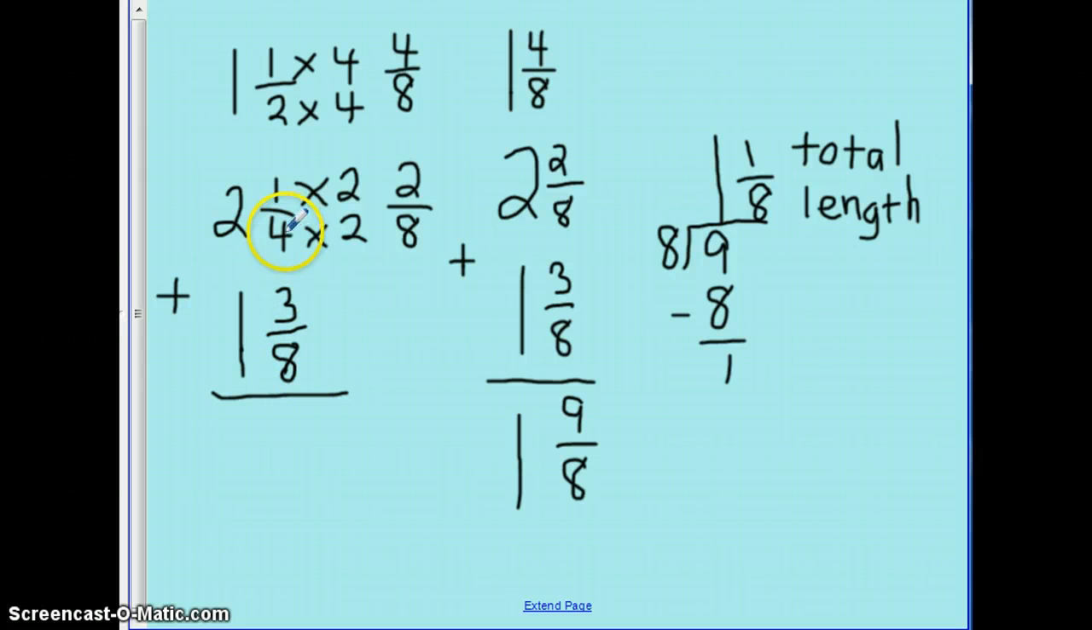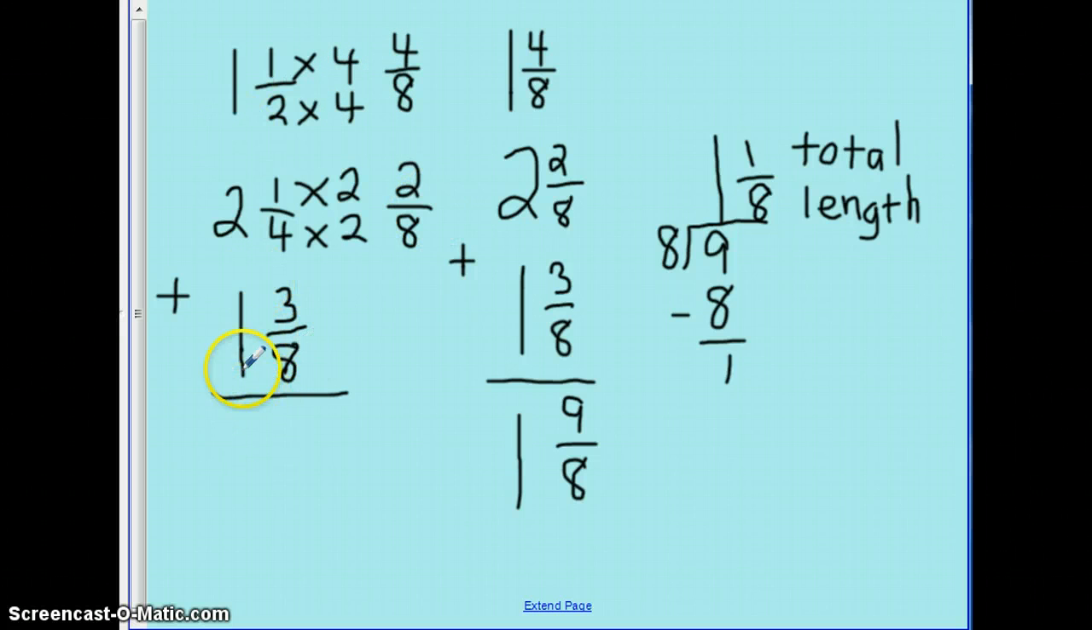So 4, I put across from 8. What times 4 would give me 8? The answer is 2. So I multiply my denominator by 2 and my numerator by 2, therefore giving me 2/8. Then I say 2 times what gives me 8? And the answer is 4, so I multiply my denominator by 4 and my numerator by 4. So now I have 4/8, 2/8, 3/8.